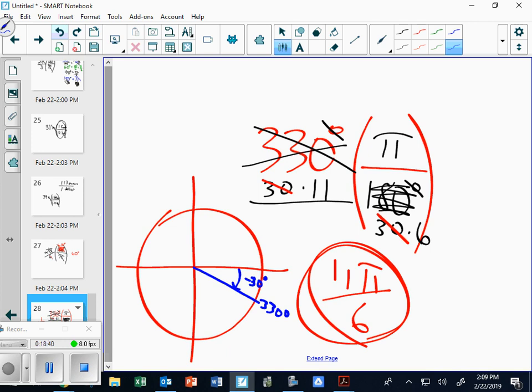I'll give you another one that's like that. Would you agree that down here, that spot is 3 pi over 2.